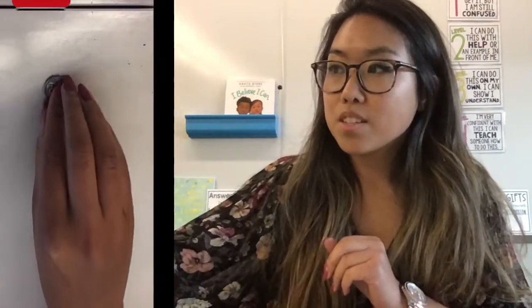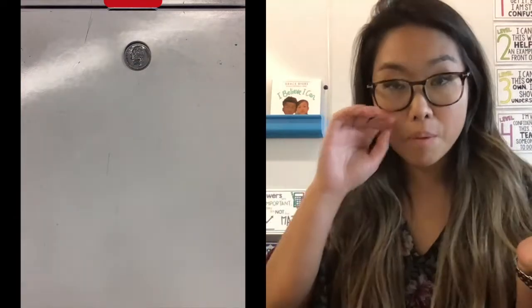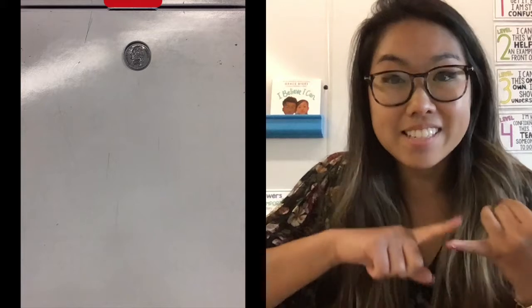So let's get started. I have a nickel. A nickel is worth 5 cents. So I want you to think, which one of our coins could we make an array with that could help us equal 5 cents for a nickel? Our learning target today is going to be not only can I identify rows, columns, and a repeated addition equation, but also matching it up to different coins.